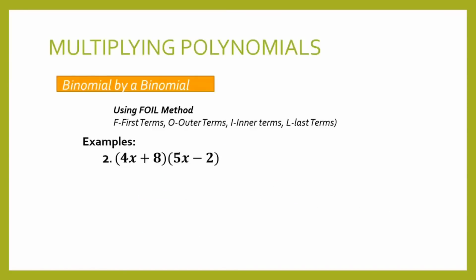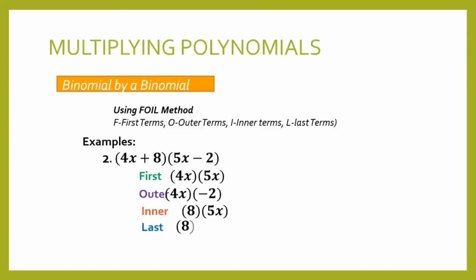Let's move on to example number 2 as we multiply the quantity 4x plus 8 times the quantity 5x minus 2. Again, we identify the first, outer, inner, and last terms. Using those pairings, we multiply. So 4x times 5x is equal to 20x squared. 4x times negative 2 is negative 8x. 8 times 5x is equal to 40x. 8 times negative 2 is equal to negative 16.